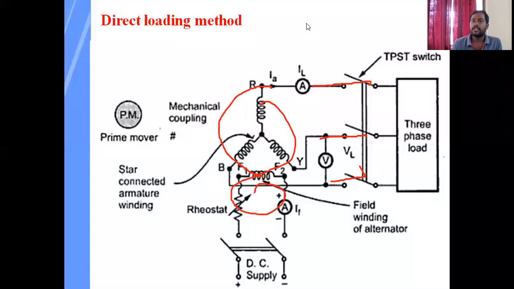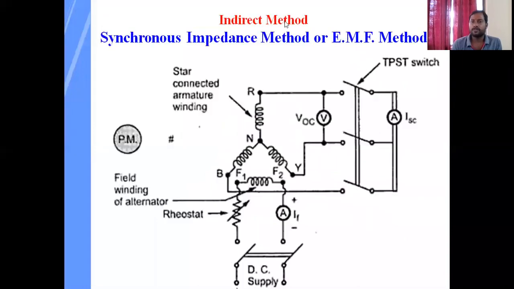But in case of the indirect method, that is different. So look at this indirect method of voltage regulation procedure. In the indirect method, we need to conduct the OC test first, and then we need to conduct the SC test. OC test is nothing but open circuit test by using TPST, triple pole single throw switch.